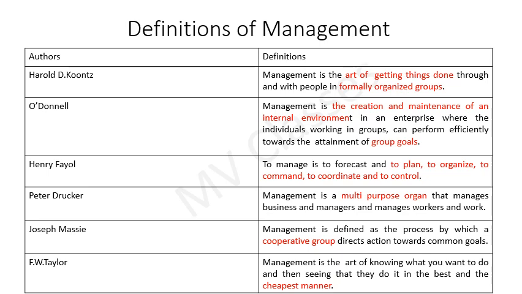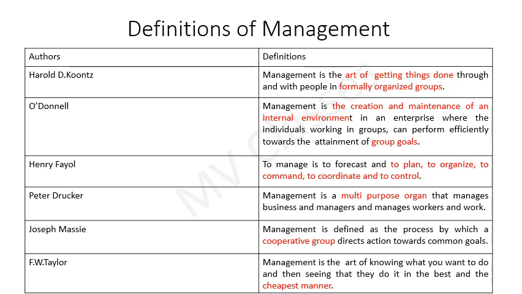Henry Fayol. Everyone knows that he gave the 14 principles of management. From the definition point of view, he says to manage is to forecast and to plan, to organize, to command, to coordinate, and to control. So you can learn it as: plan ka P, organize ka O, command ka C, coordinate ka C, and then control, C. So POCCC. You can learn that Henry Fayol gave the POCCC. So you can easily learn.